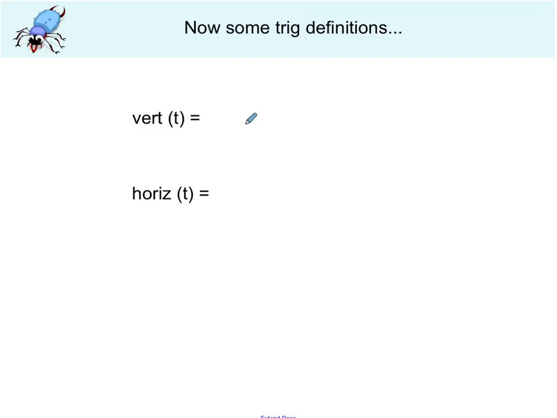Now, there are some special names for vertical of t and horizontal of t when we're dealing with the unit circle. The special name for vertical of t is sine of t. The special name for horizontal of t is cosine of t. And from now on, we're going to use those terms.